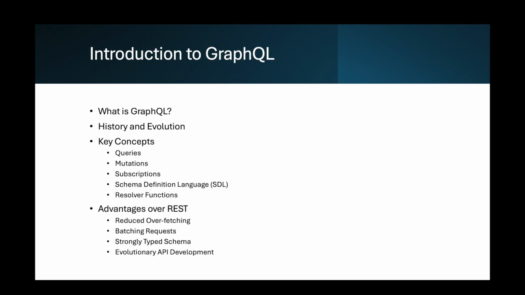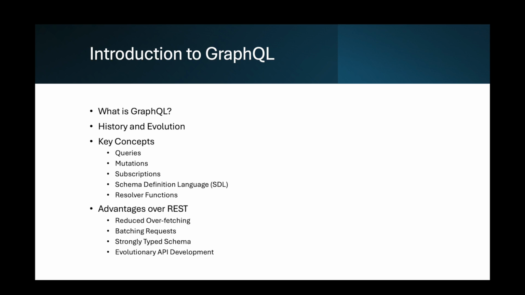Now, some of the key concepts include queries. GraphQL queries are used to fetch data from a GraphQL API. They describe the shape of the data the client wants and follow a hierarchical structure similar to the shape of the data that will be returned. Next is mutations. Mutations are used to modify data on the server. They are used for creating, updating, and deleting data.